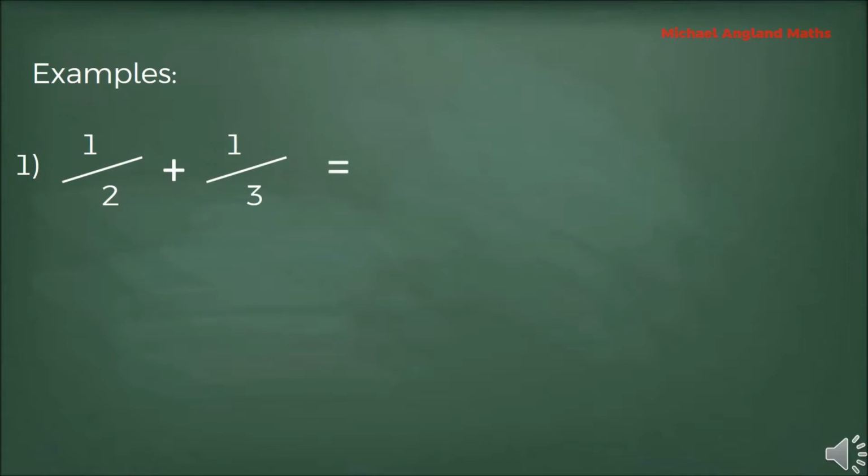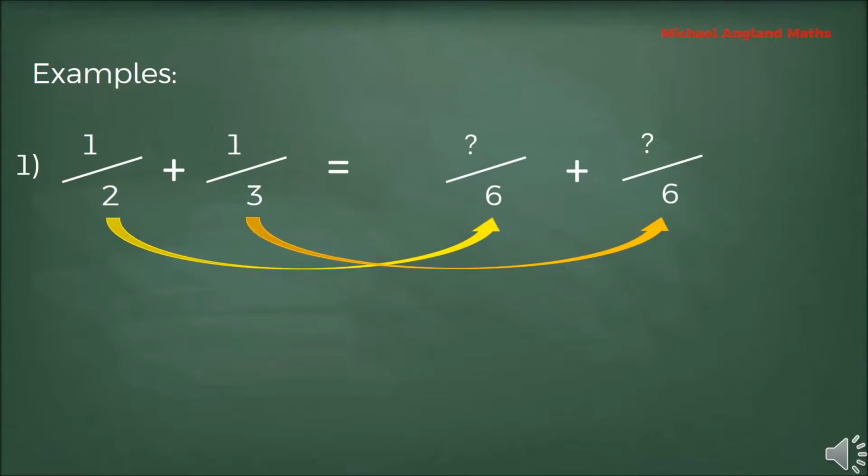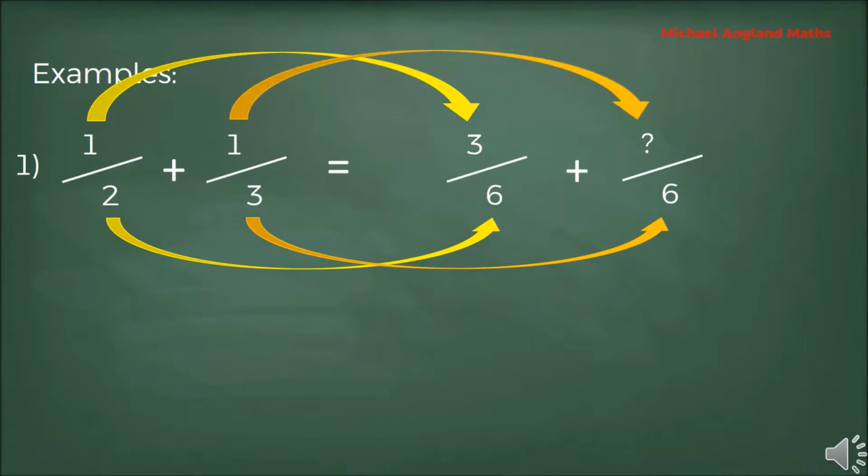1/2 plus 1/3. Well, let's look at the multiples of the denominators. Multiples of 2 are 2, 4, 6. Multiples of 3 are 3, 6, 9. So 6 is the first common multiple. So we scale 2 up to 6 and we scale 3 up to 6. So for the left-hand fraction, if we scale 2 up to 6, we multiply by 3. So we multiply the numerator by 3. 3 ones are 3. For the right-hand fraction, we scale the numerator up by 2 because we've multiplied the denominator by 2. So we get 2 over 6, giving an answer, as we add the numerators, of 5 over 6.